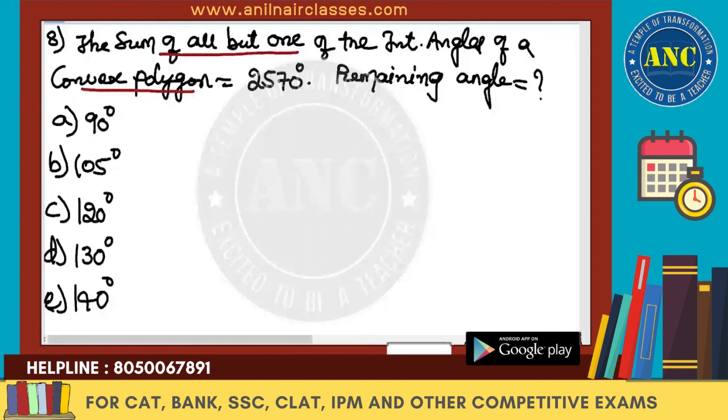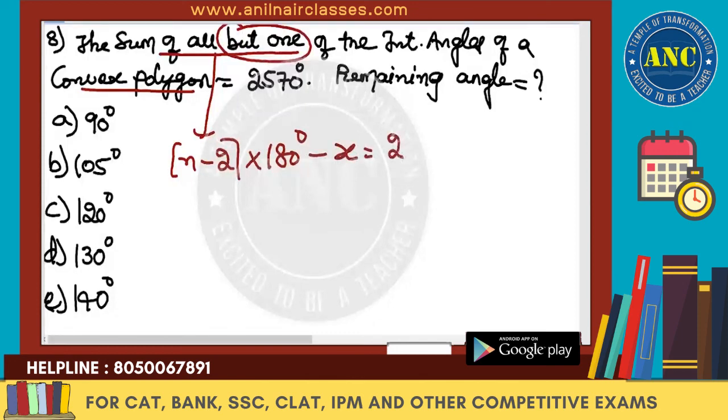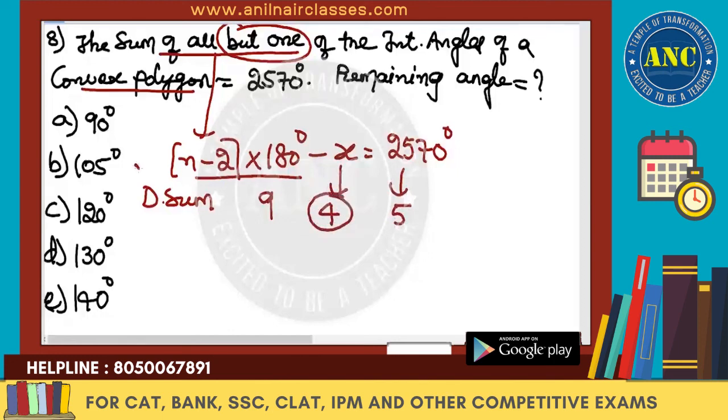Now see, sum of all the angles is (n minus 2) into 180, except one. The 'but one' means except, so minus x is nothing but 2570 degrees. Again the same concept: digital sum. 180's digital sum is 9, this digital sum is 5, so this digital sum should be 4.